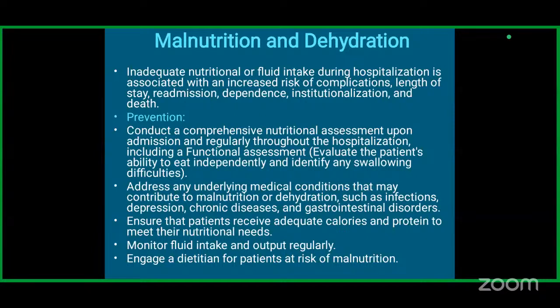Prevention is through conducting a comprehensive nutritional assessment upon admission and regularly throughout the hospitalization, including a functional assessment to evaluate the patient's ability to eat independently and identifying any swallowing difficulties. Addressing any underlying medical condition that may contribute to malnutrition or dehydration, such as infections, depression, chronic disease, and gastrointestinal disorders. Ensuring that the patient receives adequate calories and protein to meet their functional needs, monitoring fluid intake and output regularly, and engaging a dietitian for patients at risk for malnutrition.